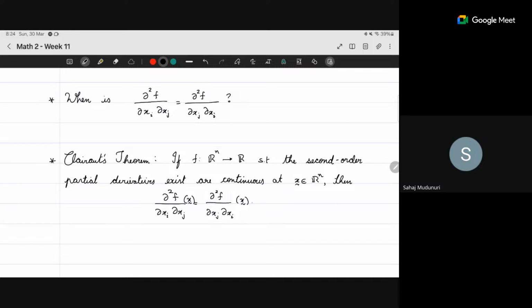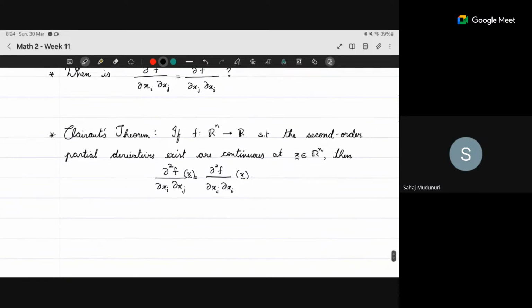So this is a pointwise property, but since it deals with continuity, it will be true in a neighborhood. But you don't need to worry about that. So if it exists and is continuous at a given point, then the mixed partial derivatives, these are called mixed partial derivatives or the second order partial derivatives, the order in which you do the computation doesn't matter.